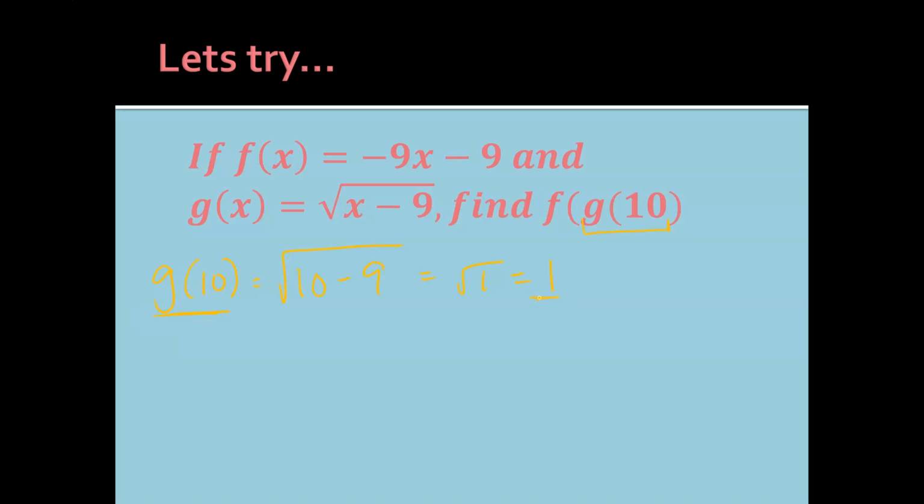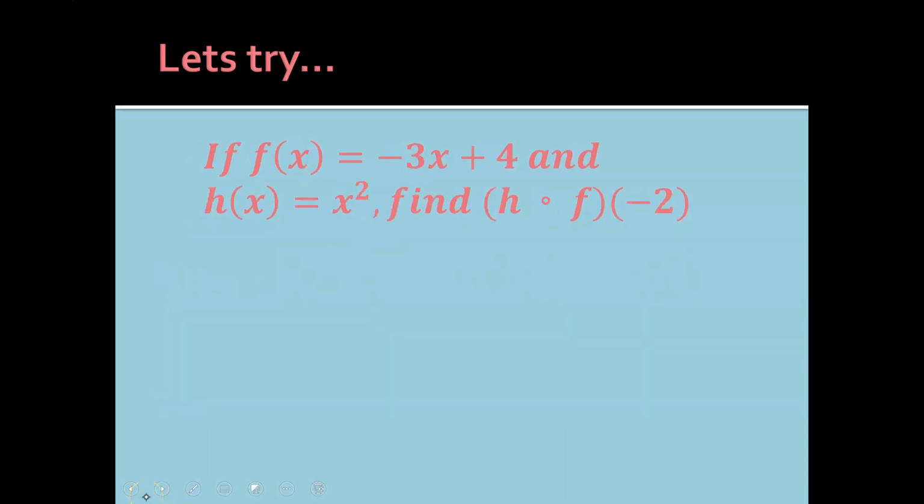So I'm going to replace g of 10 with 1. And now I need to find f of 1. So f of 1 means I'm going to replace all of f's x's with 1. So I have negative 9 times 1 minus 9. And that's going to give me negative 18, which would be my answer. Okay? All right.